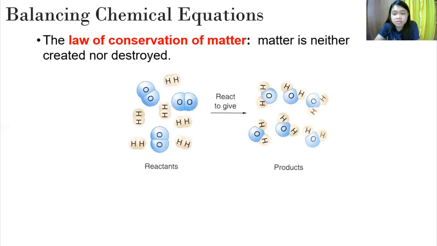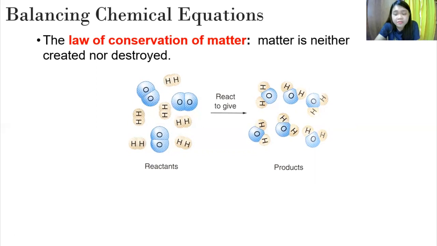To further illustrate the law, we have here a reaction for the formation of water. The reactants involved are atoms of oxygen and atoms of hydrogen. After these two substances reacted, they formed water. So what can you observe in this illustration?